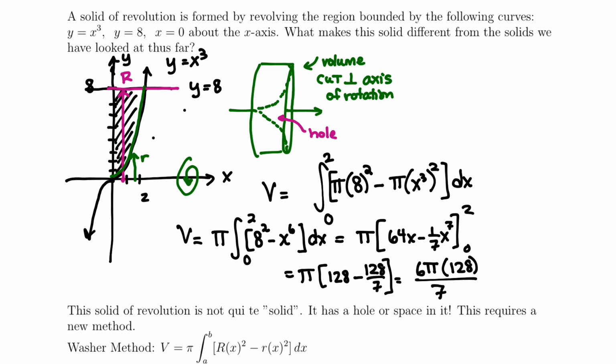I don't think 7 goes into it. Did you get a big number on top there? I just stopped at 2 to the power 7. Gotcha. It was like 768. 6 times 128 is 768. 768 pi over 7 cubic units. Cubic units.